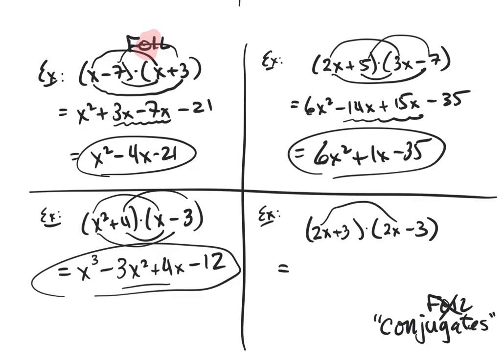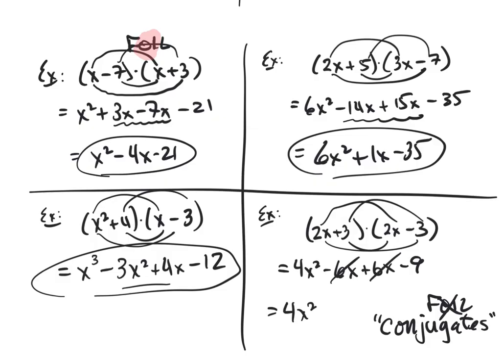When we multiply the firsts, 2 times 2, x times x. The outsides, 2x times negative 3. The insides, 3 times 2x. And the last, 3 times negative 3. Oh, then you'd say, oh, well, I have a negative 6x and a positive 6x. Those add up to 0. And so we'd get 4x squared minus 9.